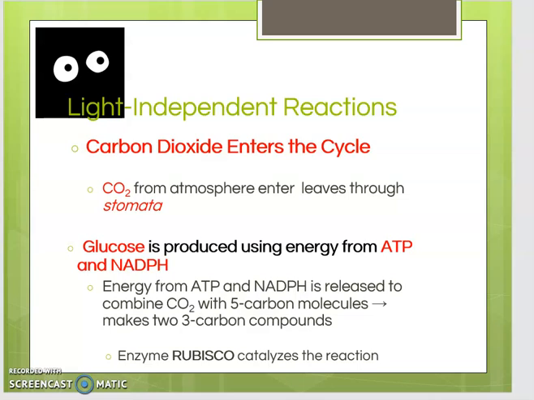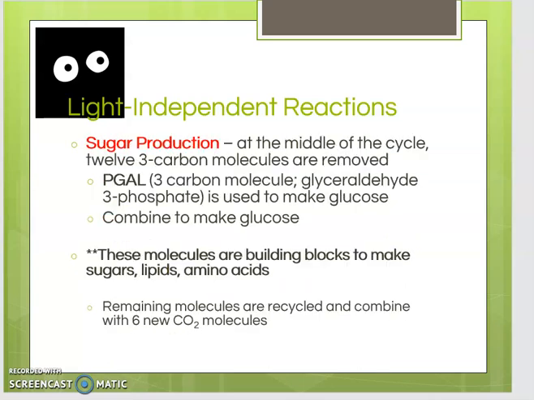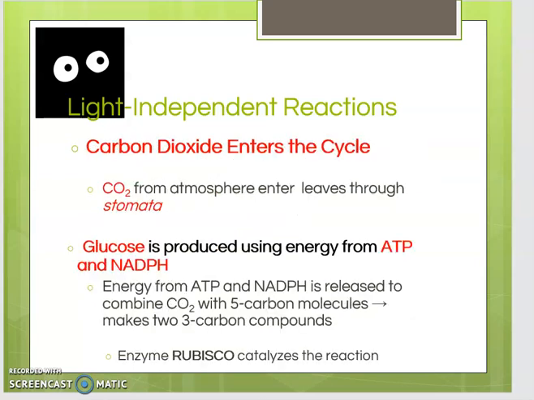This is a pretty complex process, as you might imagine, but basically the carbon dioxide is going to first combine with some 5-carbon molecules with the help of Rubisco. It's going to make 2 3-carbon compounds, and it's going to make something called PGAL, which is then going to combine to make glucose. The important thing that I want you to remember is that carbon dioxide's coming into the cycle. It's going to be combined to eventually make glucose by utilizing the energy from ATP and NADPH.